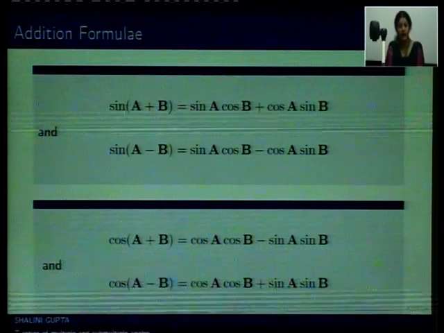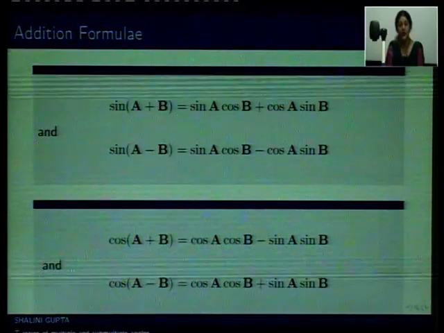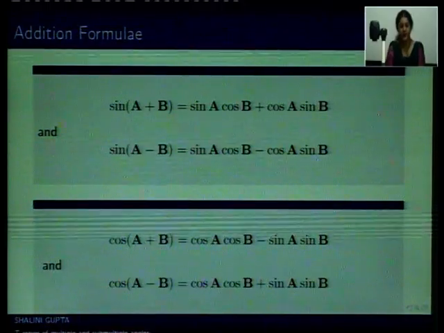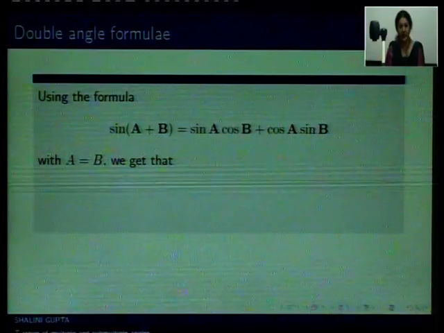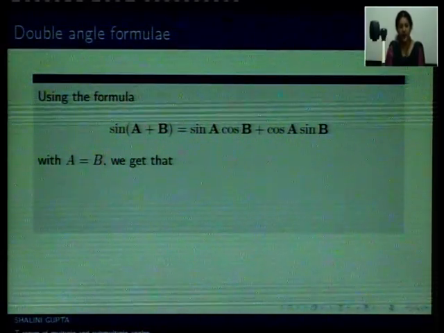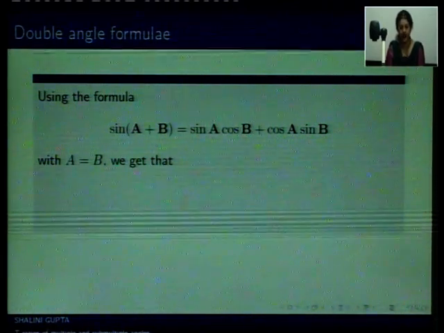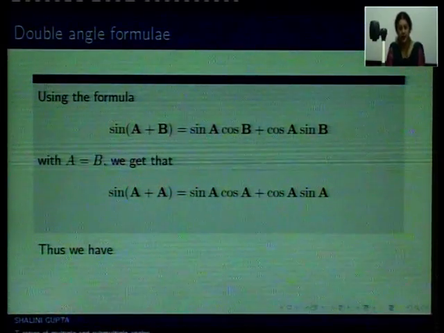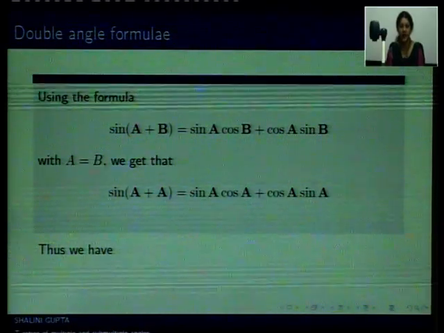So with the help of these addition formulas, we can find the value of sine 2a and cos 2a. So let's see how. Now sine of a plus b is sine a cos b plus cos a sine b. So in this, if I put b equal to a, what will I get? Sine of a plus a is equal to sine a cos a plus cos a sine a.